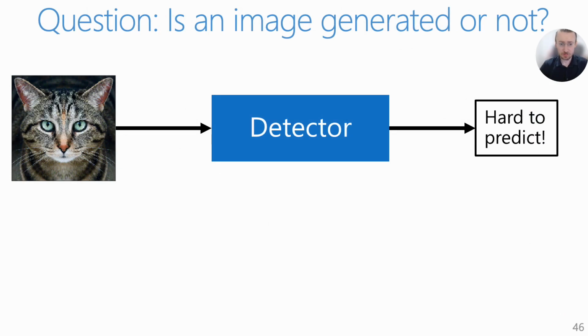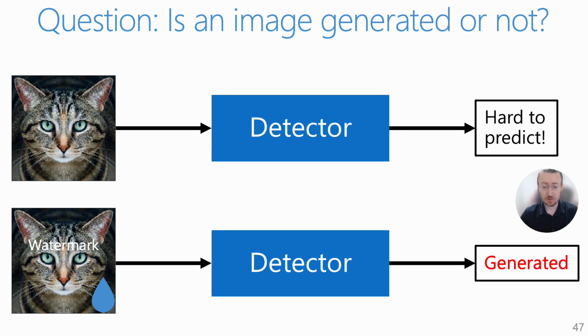So now we'll move on to how to watermark images. Here the question is, how can we detect if a given image was generated or not? In many cases, it is really hard to distinguish between a natural and a generated image. So the solution is also to apply watermarking. We apply watermarking to images, and then we detect if a given image actually contains the watermark or not. And if the image is watermarked, then we mark the image as being generated.